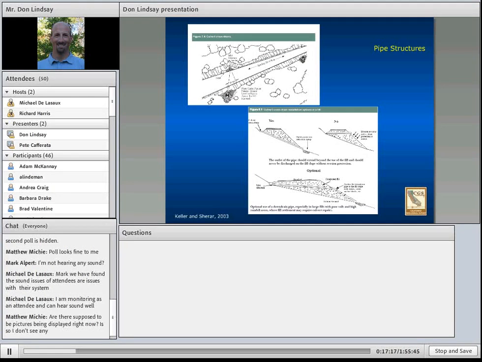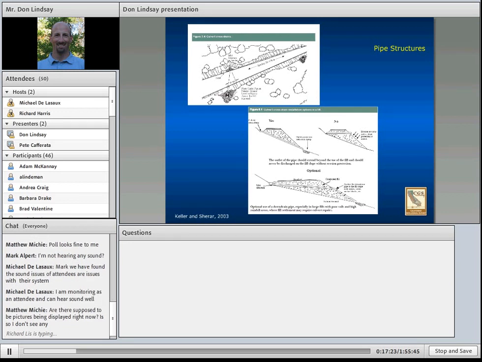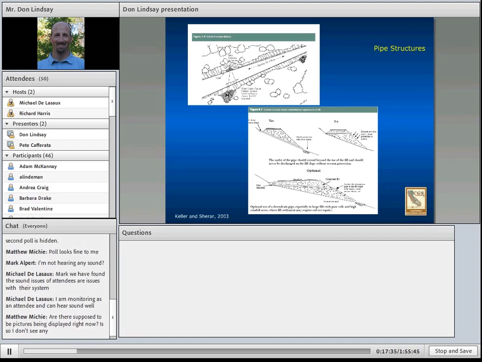Next, we have pipe structures. Pipe structures on low-volume roads typically refer to cross-drain culverts that direct water out of inside ditches and discharge it below the road. The most common pipe used is galvanized corrugated metal pipe. However, in recent years, high-density polyethylene pipe is becoming more common.